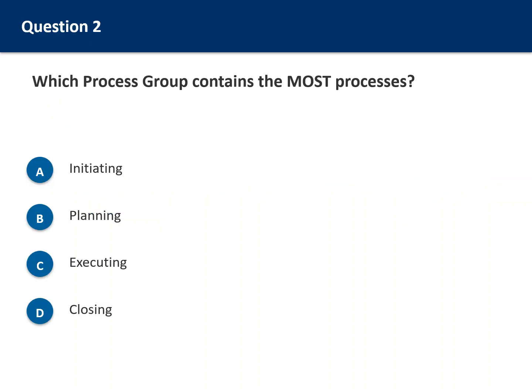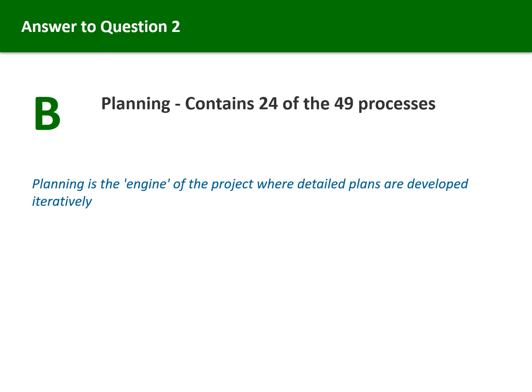Question 2. Which process group contains the most processes? Option A, initiating. Option B, planning. Option C, executing. Option D, closing. Think about where most of the detailed work is done up front. The correct answer is B, planning.